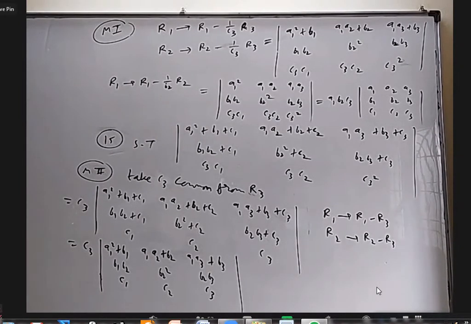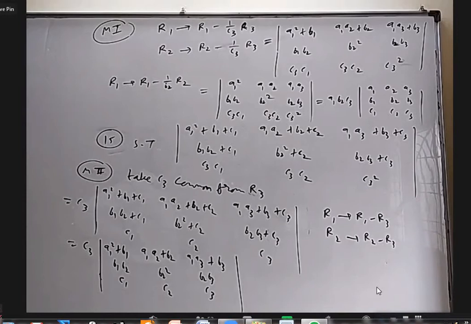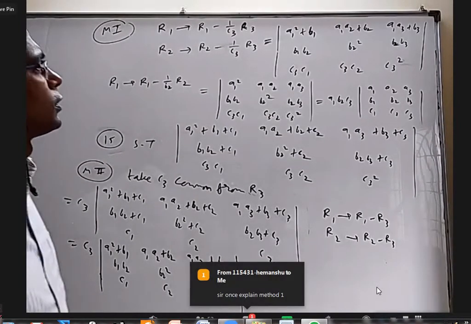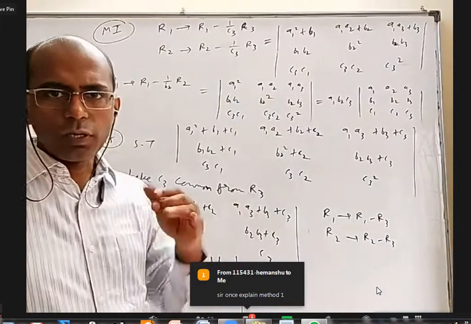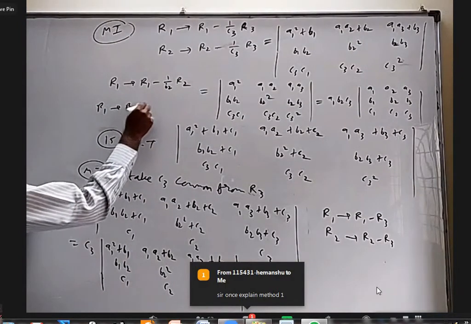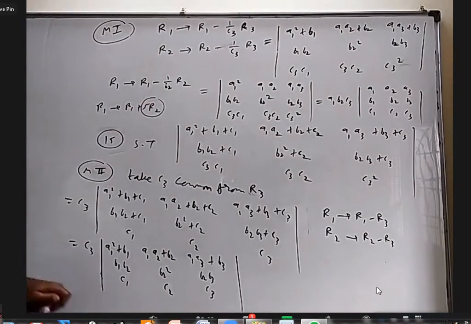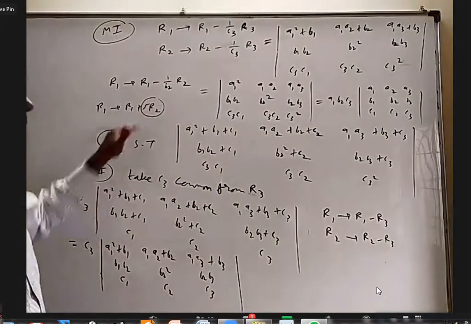Sir, in method one, we did row 1 minus row 1 divided by column 3. No, sir. When I'm doing this, row 3 will not change. Because in one of the properties, for example, when you write R1 as R1 plus 5 R2, it is not that R2 will change. R2 will remain as it is, but 5 times R2 is added to R1. Am I correct?